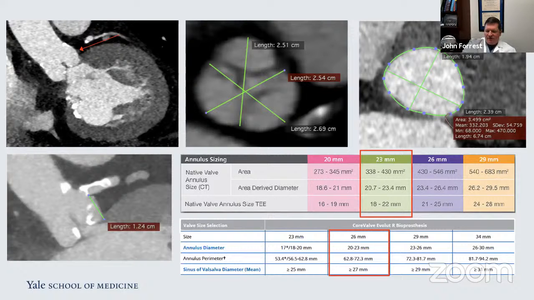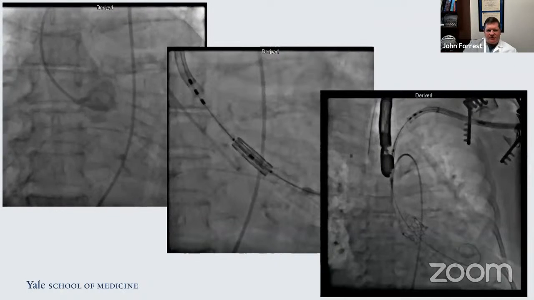For the fellows there, we probably use just about 50-50 of each. We do each year over 150 Evoluts and over 150 Sapiens. And so we have a lot of experience with both of them. And so here's the procedure here.